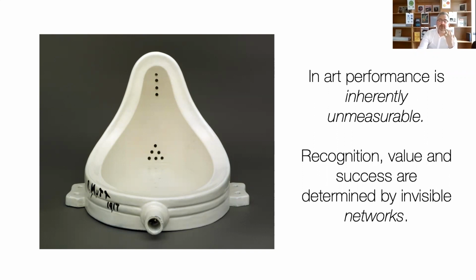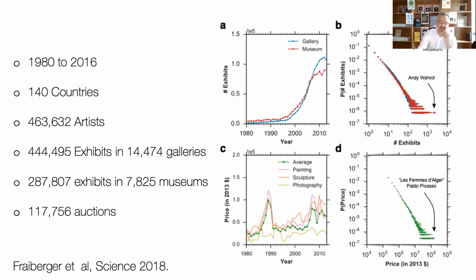were curious, could we somehow quantify success in the art space? And we were lucky a few years ago because we got a unique data set that allowed us to reconstruct the full career of almost 500,000 artists. And by getting their exhibition history in 140 countries from 1980 to 2016, which include almost 500,000 exhibits in 14,000 galleries and about 250,000 exhibits in about 7,000 museums and a bunch of auction data and so on. So this was the raw data.